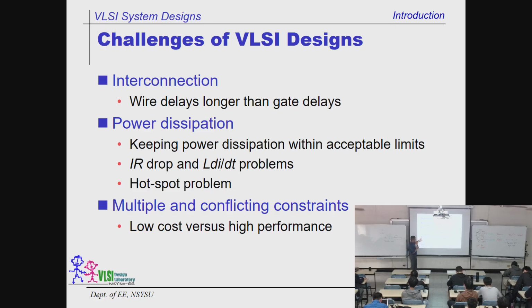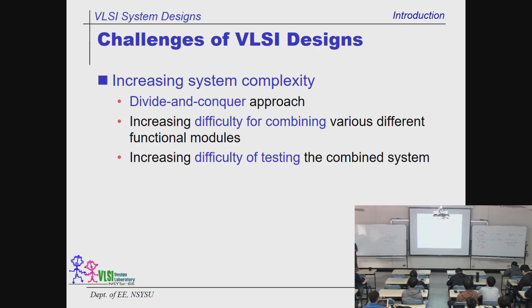And the last one is conflicting constraints. Constraints mean we have a lot of demands, but these demands might be contradictory to each other. We like to have a lower price, but in the meantime we like to have higher performance, but basically they are contradictory. It's impossible to be satisfied simultaneously, at the same time. So low cost versus high performance is something that is not so easy to achieve. And the last one is system complexity.